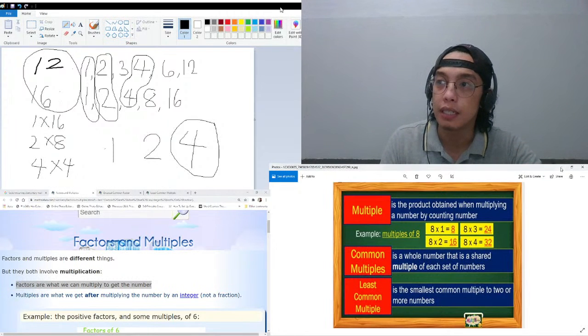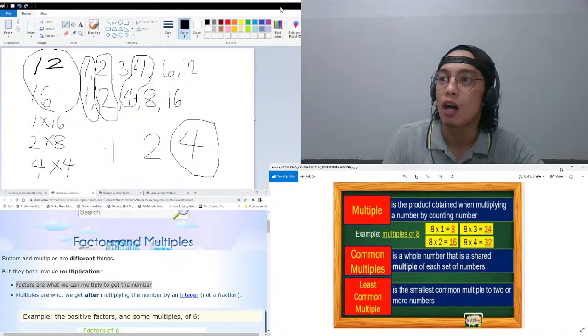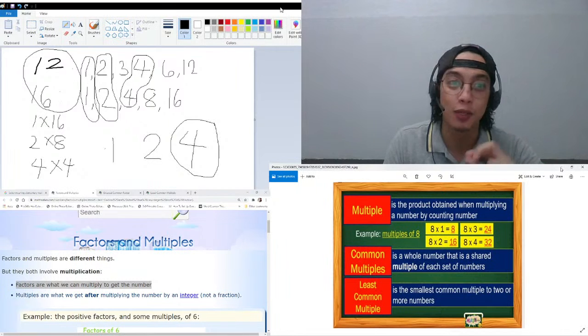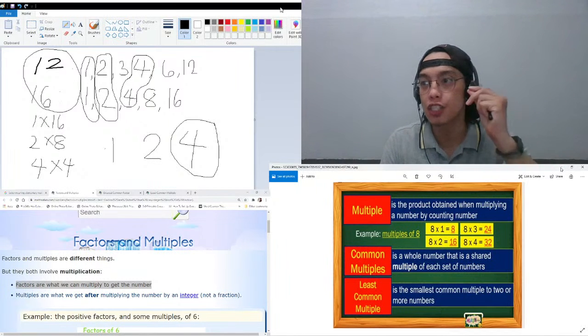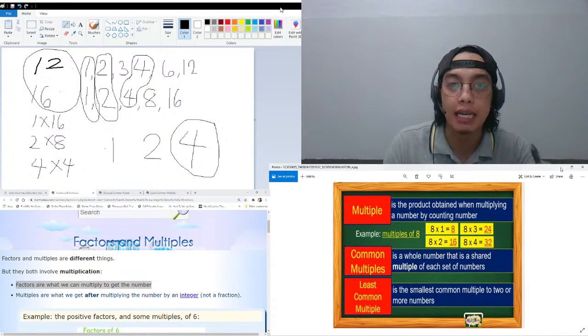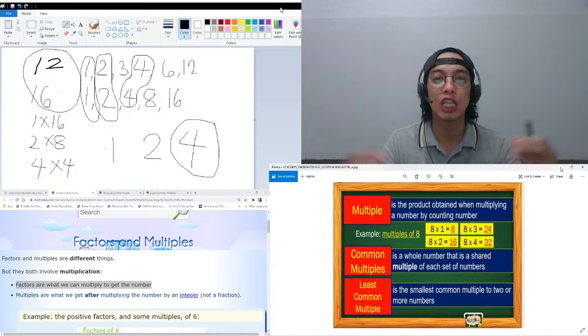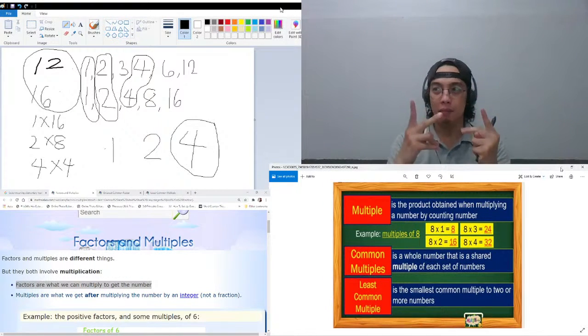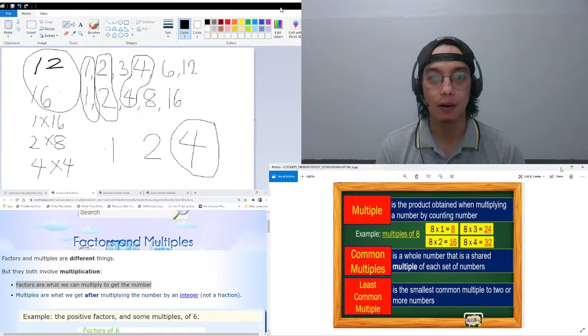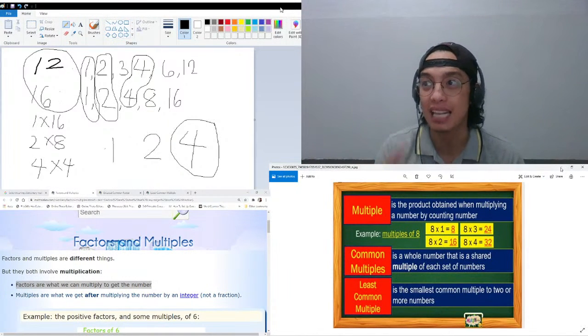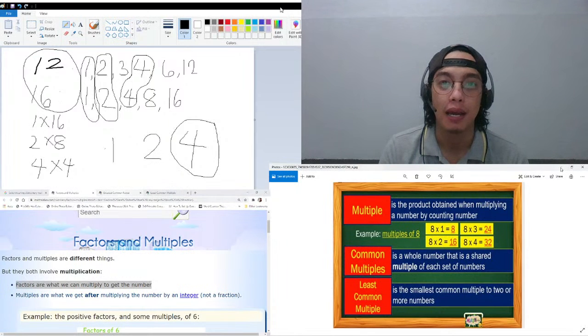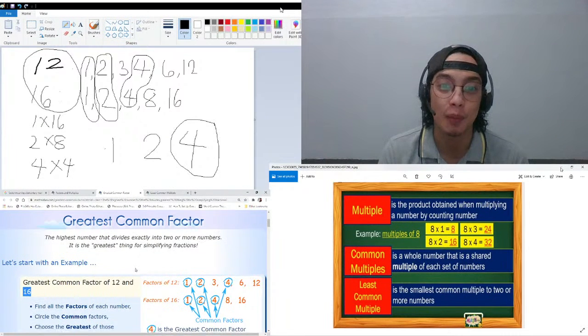Sa silong is kanang factor sa 16. 1 times 16 is 16, 2 times 8 is 16, 4 times 4 is also 16. Muna siya mga factors ha. Factors are what we can multiply to get the number. Duwa ka numbers, ato i-multiply together para makakuha og that number. Okay? Para makuha natin ang greatest common factor.